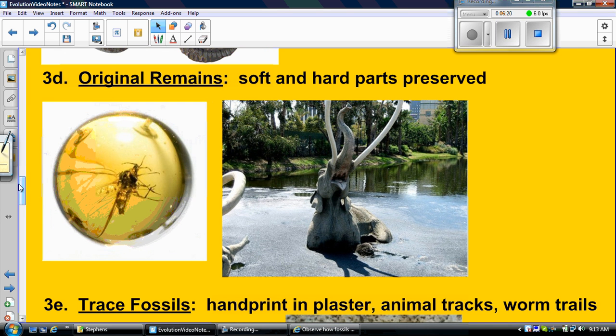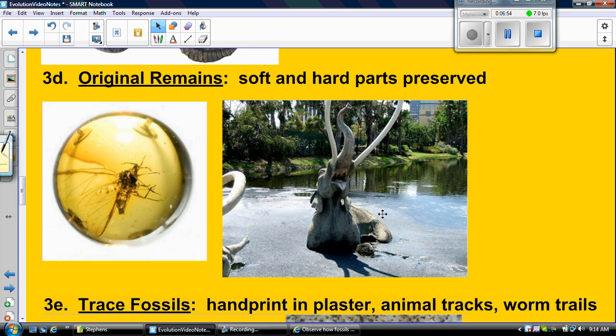Okay, original remains is actually when the whole organism is preserved, soft and hard parts. This can happen when tree sap hardens. That tree sap hardens and makes amber. It can trap an insect inside the sap, and then it will harden, and then that amber will actually have the preserved specimen in there, like the movie Jurassic Park. But no, that cannot happen. We cannot take DNA from the blood of a mosquito that bit a dinosaur and make dinosaurs, just so you know. It does not work that way.